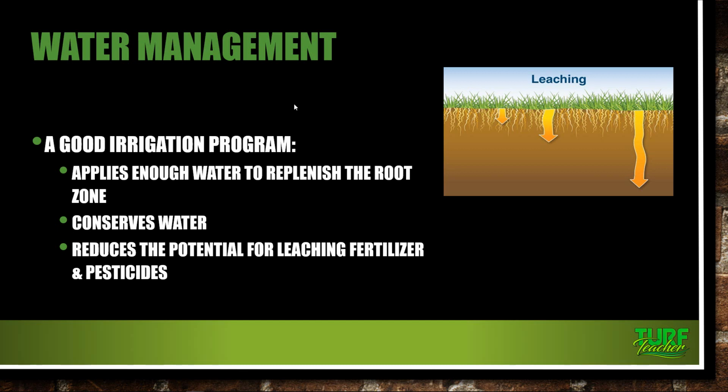It can reduce the potential for leaching fertilizer and pesticides. We don't want that, pesticides getting down into the water table and getting down in our soil water. We want just enough irrigation down to the root zone so that these nutrients and these pesticides are available for the roots of the plant materials so that they can do their job.